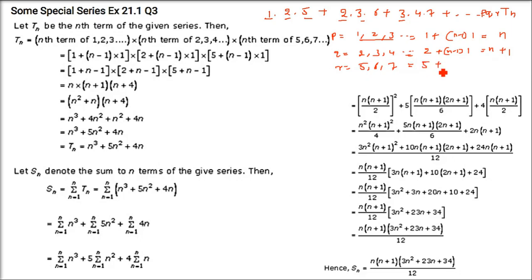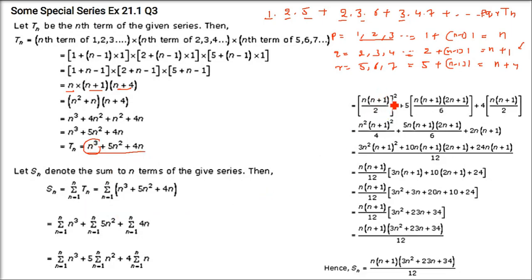Then first term is 5 here, n minus 1 into d. D is 1. So you get n plus 4. So there are 3 terms: n, n plus 1, n plus 4. Now multiply them. When you multiply, you get n cube plus 5n square plus 4n.